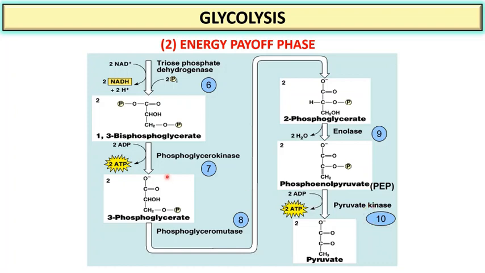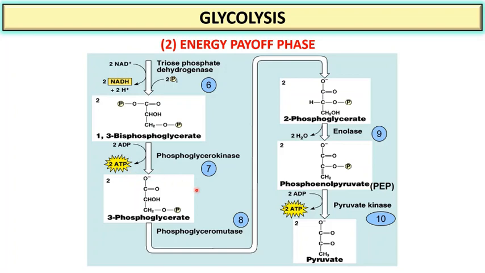During step 7, 1,3-bisphosphoglycerate will transfer its phosphate to ADP, and ADP will become ATP. 1,3-bisphosphoglycerate will become 3-phosphoglycerate. So during step 7, 2 ATP will be produced.